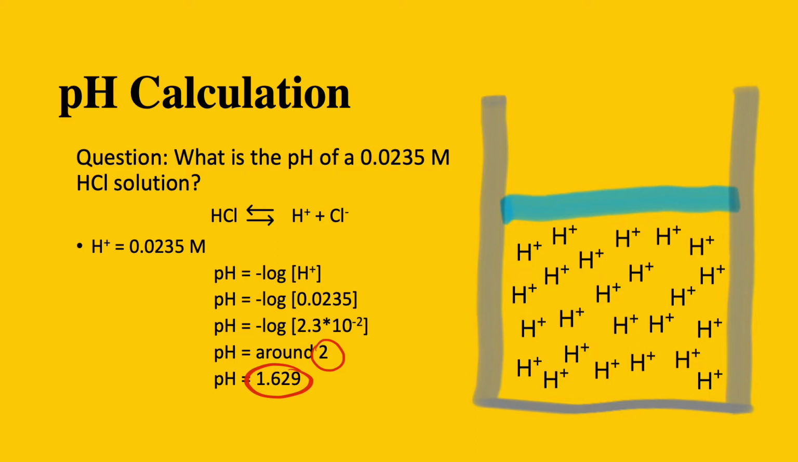If you put it into your calculator, you will find that the accurate value is 1.629, which is very close to 2. Again, for the MCAT, estimations are good enough. You don't have a calculator and they don't expect you to make these time-consuming calculations. And the answers that they usually give as response options are quite far apart, where having a ballpark or an estimate would be sufficient to pick the right answer.